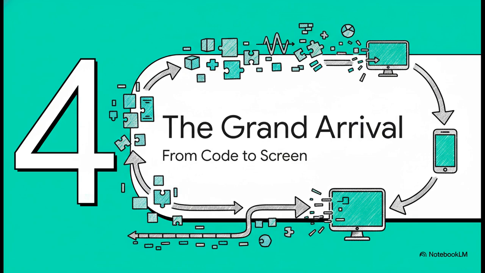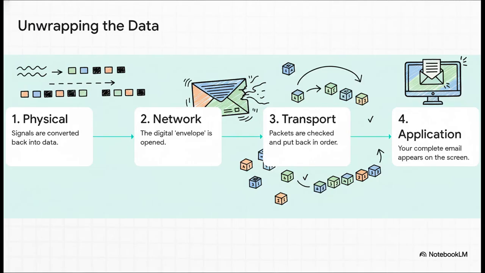So the packets have made it, they've arrived at their destination. But right now, they're still just a jumble of coded signals. So now the whole process we just saw has to happen again, but this time in reverse, to actually bring your message back to life on the screen. The computer on the other end uses the exact same rulebook, but this time to unwrap the data. It starts at the bottom.